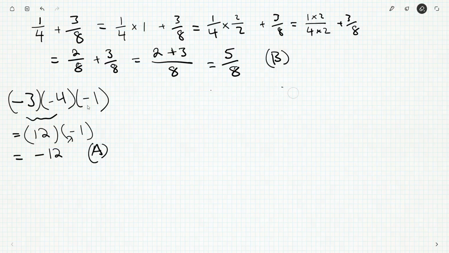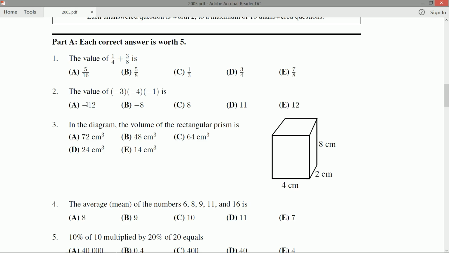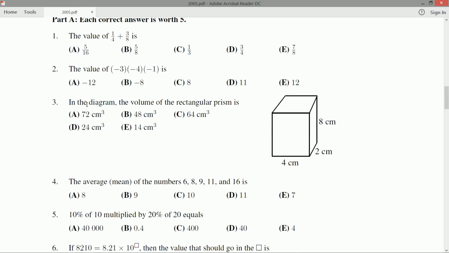Just fun little tricks that you can hopefully pick up and make you a better mathematician, or at the very least, a faster mathematician when it comes to computation. But that's question 2. We're not going to dwell on it anymore.